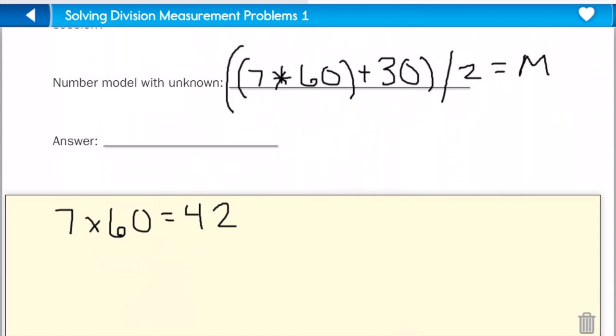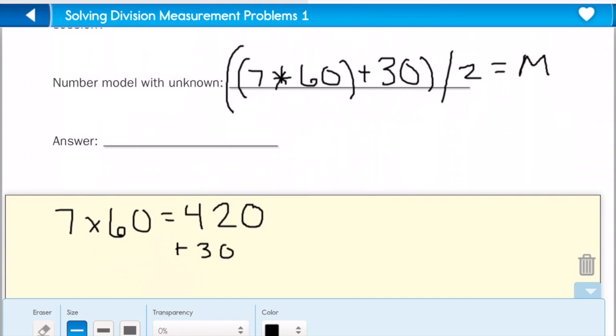And now I need to add those additional 30 minutes on. So I'm going to add those 30 minutes. But I need to add the 0 to the end and use the 0 as my hero trick because I multiplied 7 times 60, not just 7 times 6. So I add that 0 on. I need to add 30.